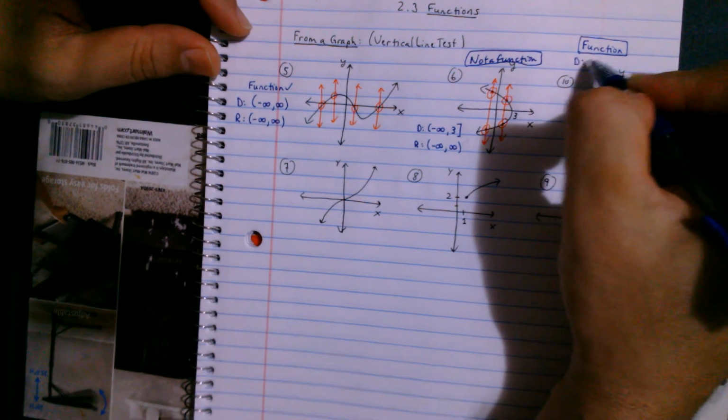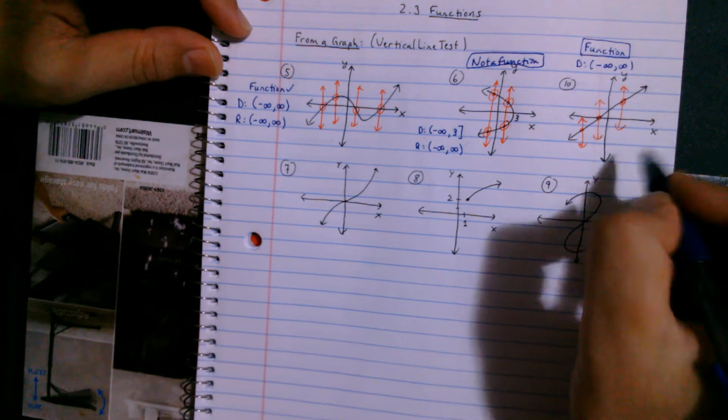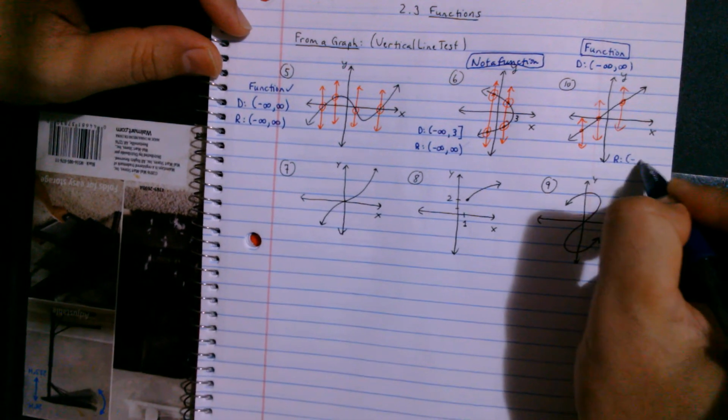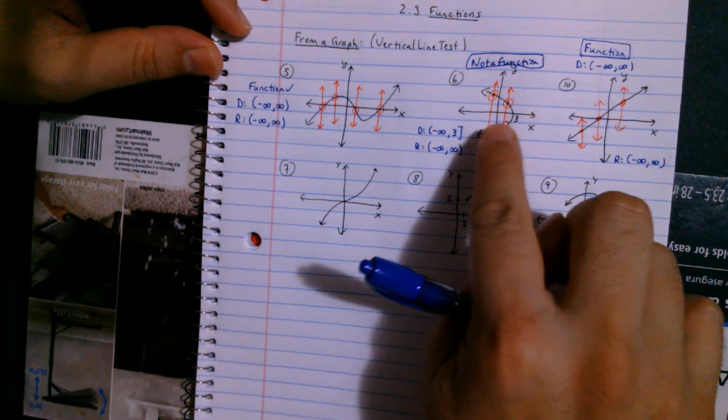The domain would be what we call all real numbers, negative infinity to infinity. The range would also be all real numbers, negative infinity to infinity. Down, up.